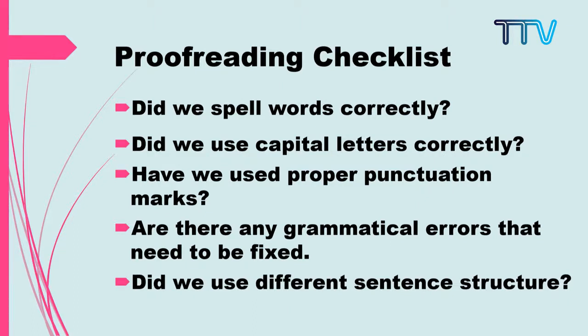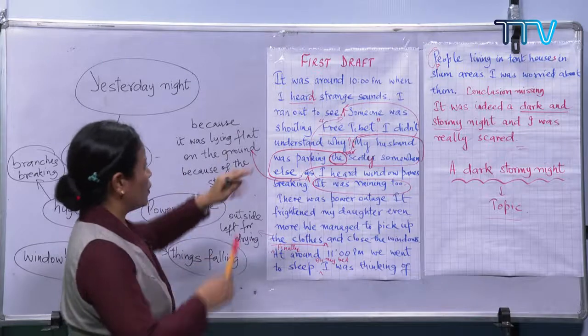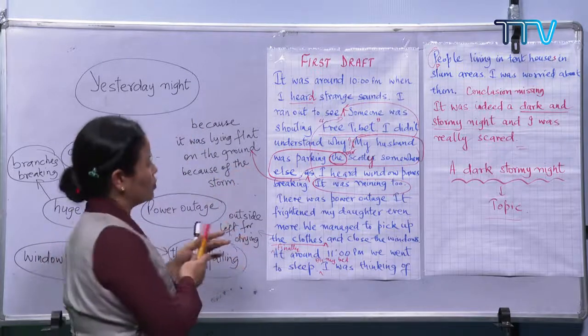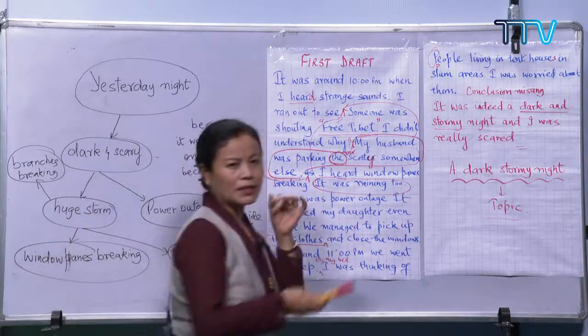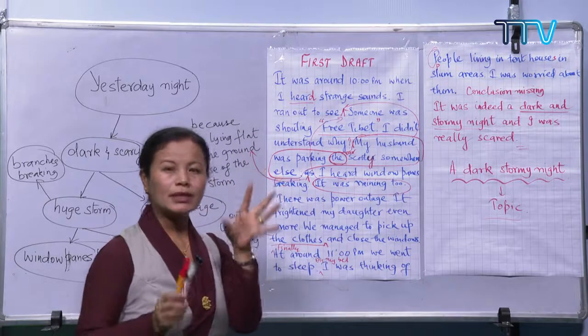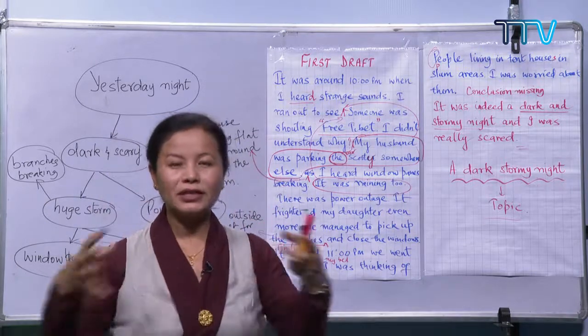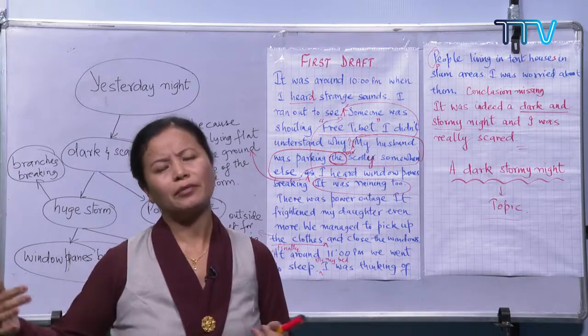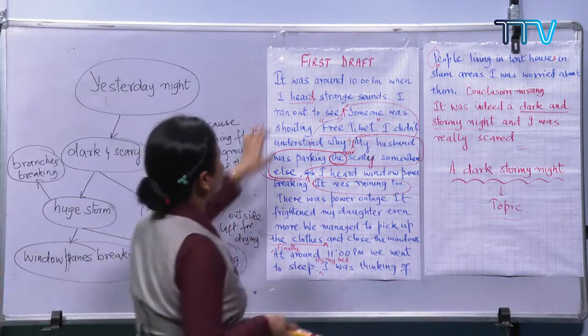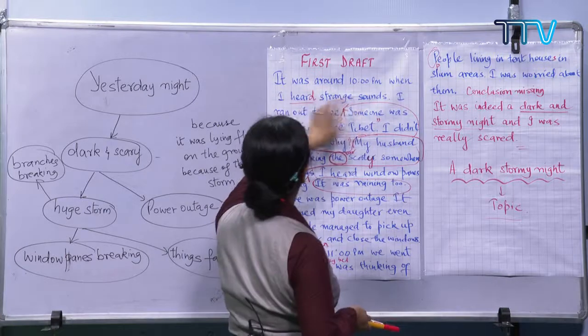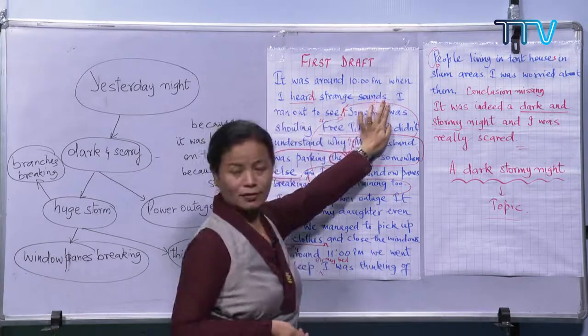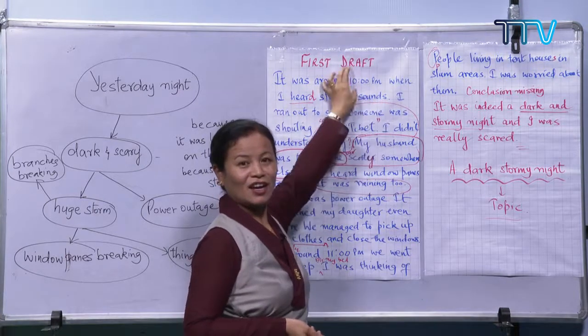So what is missing is, now we didn't think about the sentence structure, right? Did we think about the types of sentence we have used? Because it's very important that your write-up contains different types of sentences, not just one type. Okay. So let's see. It was around 10 p.m. when I heard strange sounds. What type of sentence? Complex sentence, right?